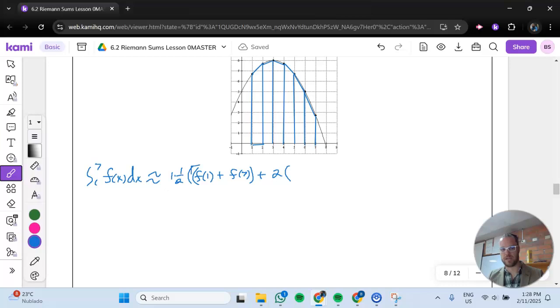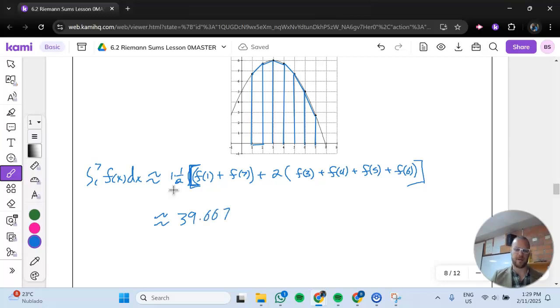Maybe I'll change that bracket so it's easier to see. There's a big bracket here around everything. 2 times all of the ones in the middle there, which was f of 3, f of 4, f of 5, and f of 6, like so. Then we can put all that into our calculators and we get 39.667. So we are, again, narrowing it down more and more.